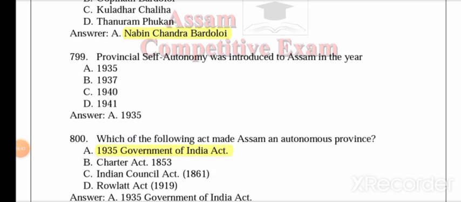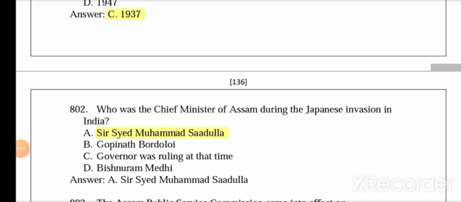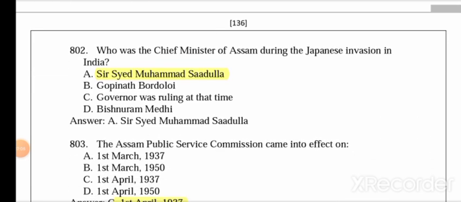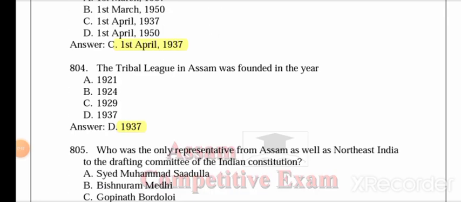Provincial self-autonomy was introduced in Assam in the year 1935 after the Government of India Act 1935. In which year was the Sir Sadullah Ministry formed? It was in 1937. Who was the Chief Minister of Assam during the Japanese invasion in India? It was Sir Syed Muhammad Sadullah. Assam Public Service Commission came into effect on 1st April 1937. The Tribal League of Assam was founded in the year 1937.